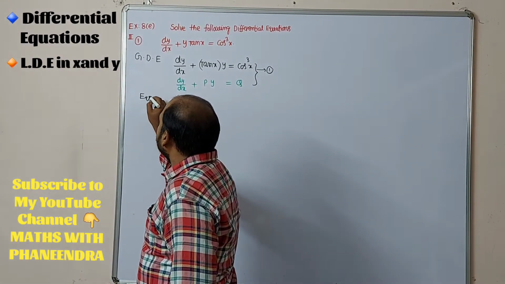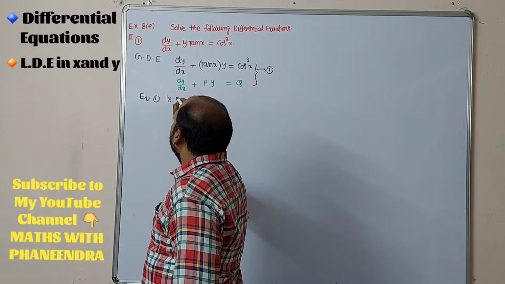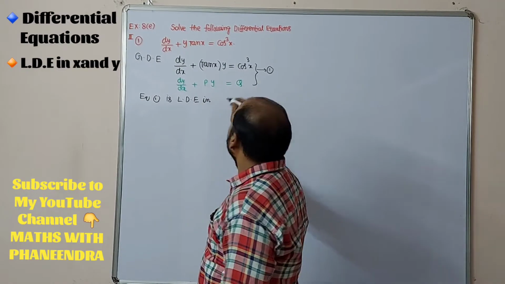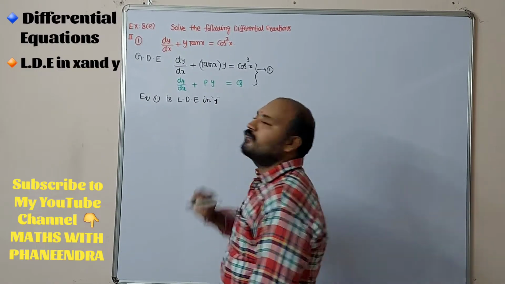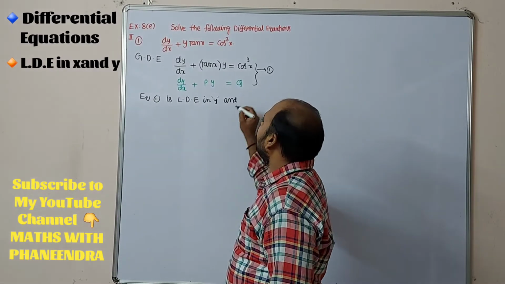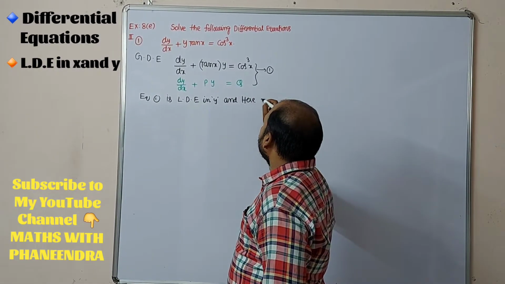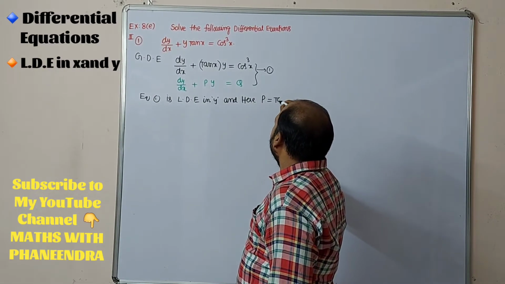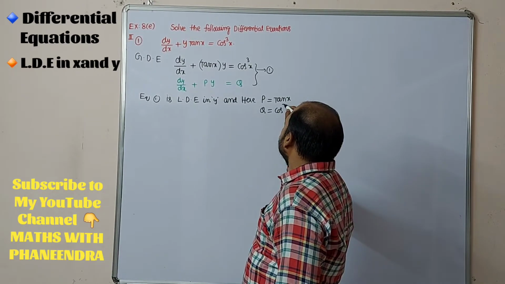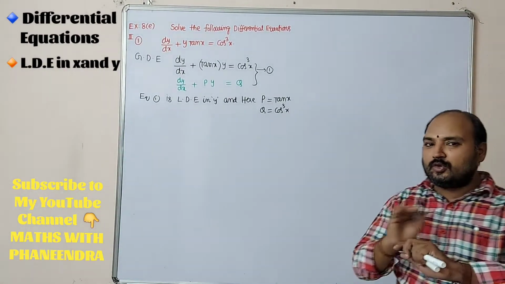Equation 1 is a linear differential equation in y, and here p equal to tan x and q equal to cos cube x. First, this information you have to write.